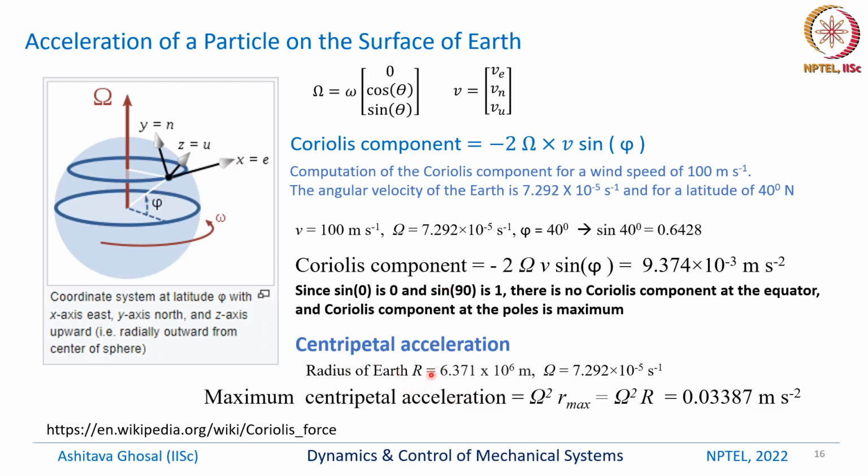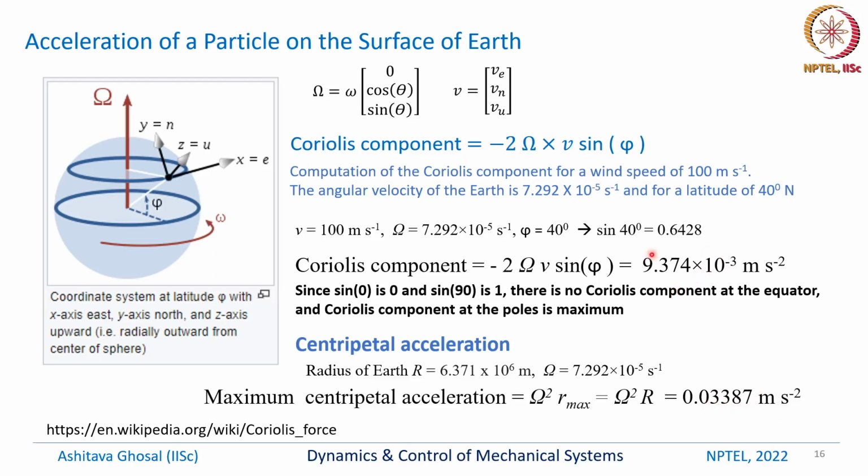So now we need to know what is the radius of the Earth. It is given by 6.371 times 10 to the power 6 meters. Omega is the same as earlier, and the maximum centripetal acceleration is omega square r max, which is nothing but omega square r. Why are we saying r max? Because the radius of the Earth is maximum at the equator. At the poles it is slightly smaller. Okay, so at the equator, we will get this 0.03387 meters per second square.